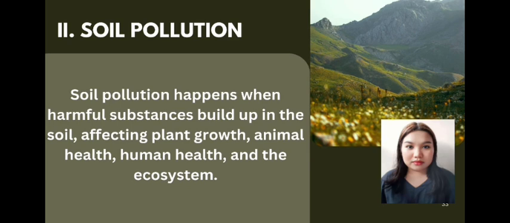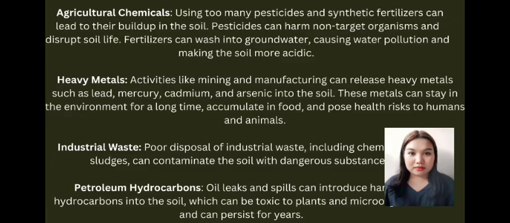Soil pollution. Soil pollution happens when harmful substances build up in the soil, affecting plant growth, animal health, human health, and the ecosystem. These harmful substances can come from various sources. Agricultural chemicals. Using too many pesticides and synthetic fertilizers can lead to their buildup in the soil. Pesticides can harm non-target organisms and disrupt soil life. Fertilizers can wash into groundwater, causing water pollution and making the soil more acidic.